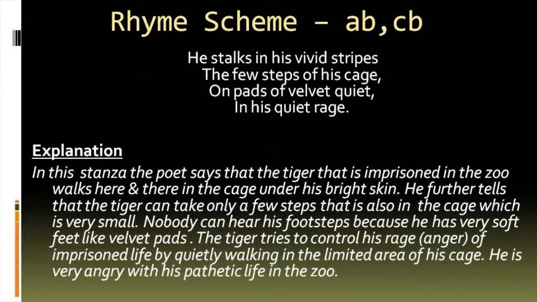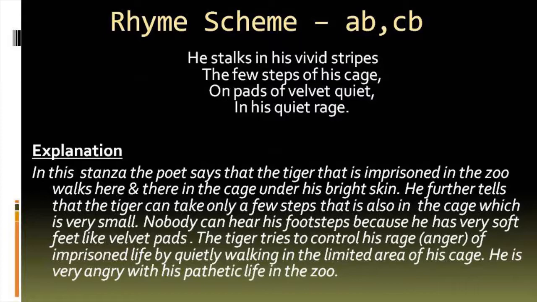Next, stalks means walks, follows. In his vivid, vivid means bright colored, stripes means the color of his body, which has stripes. So we can imagine it in our mind. That's why the first line has imagery.